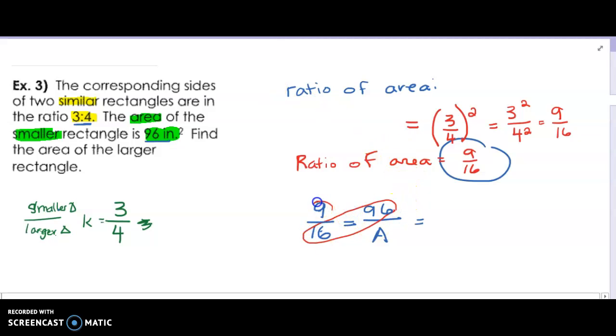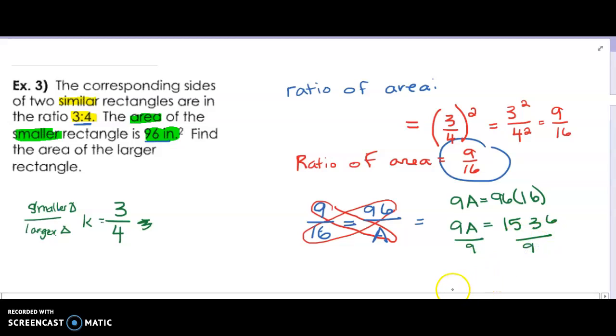We're going to cross multiply. So we get 9A equals 96 times 16, or 9A equals 1,536. Dividing by 9, I get the area is roughly 170.67 inches squared.